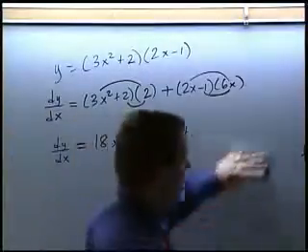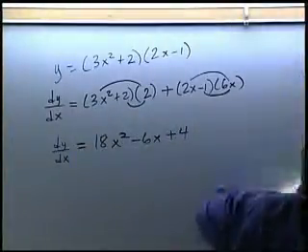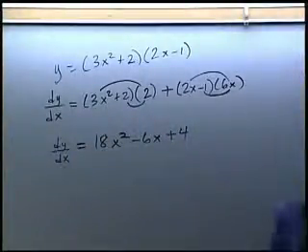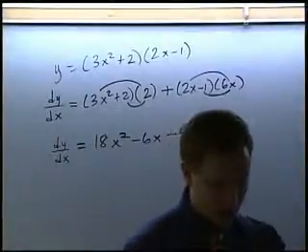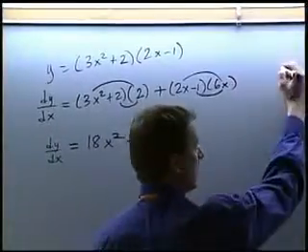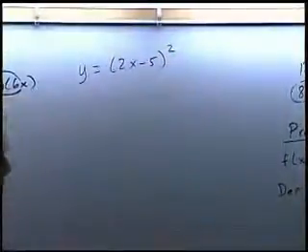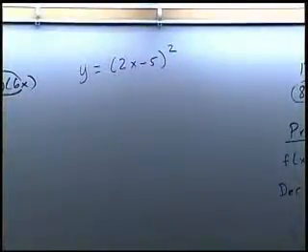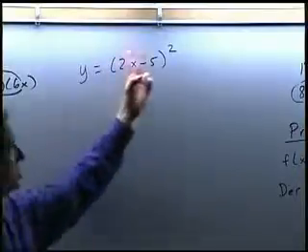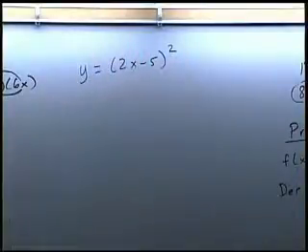All right. Another example, which on the surface does not look like a product rule, but it actually can be. What if I give you y equals 2x minus 5 quantity squared? Okay. How can I rewrite this so that I could use the product rule?